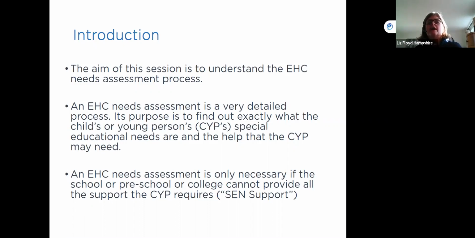Okay, and the local authority will generally only do an assessment if they feel that the school can't meet needs without it. So if they feel that the needs can be met without it, they will try and follow that path first before they decide to issue an EHC plan.